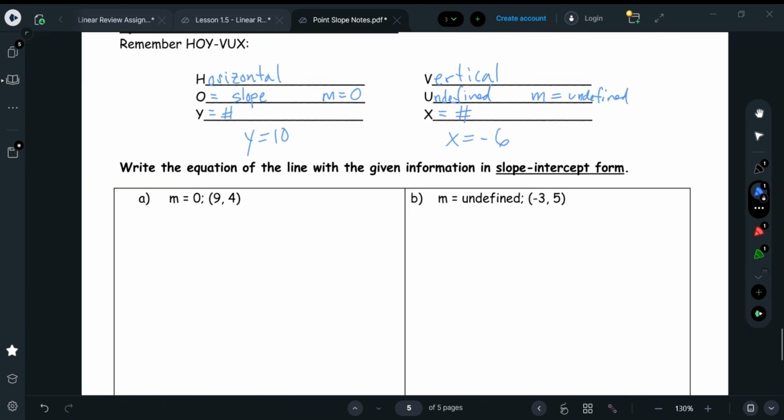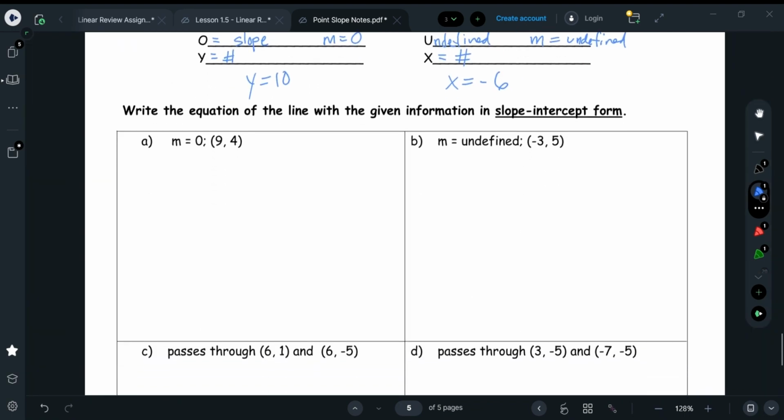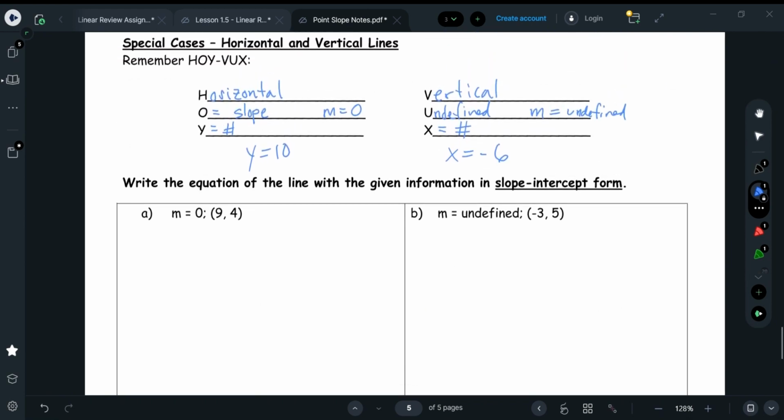Okay, so let's try some examples here. You know what? Let me let you try these first. I want you guys to stop the video and see if you could figure out what these equations would look like. Hey, look, here's a hint. If the slope is 0, it's this guy here, which means this is what your equation is going to look like: y equals some number. If the slope is undefined, that means you got a vertical line, and the equation is going to look like this: x equals some number. So I want you to pause the video, see if you can figure these out, then you can come back and compare with what I've got.